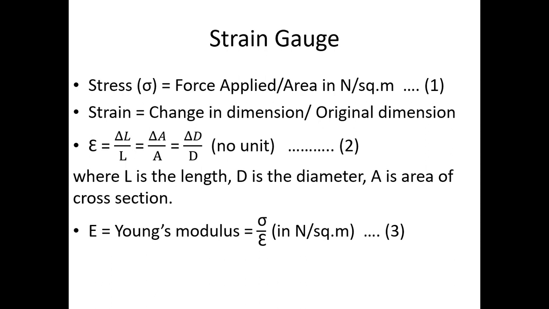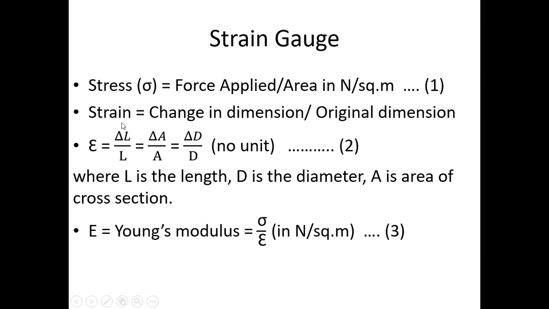Now, when you apply a force, definitely there will be some kind of change in the dimensions, and this dimension change, which we represent with respect to the original dimension, is normally called the strain. So strain is nothing but the effect of the stress. When you stress the material, there must be strain, and the strain is indicated by epsilon. Epsilon is equal to del L divided by L. It's also called del A by A, or maybe del D by D. There is no unit because it's all ratio.